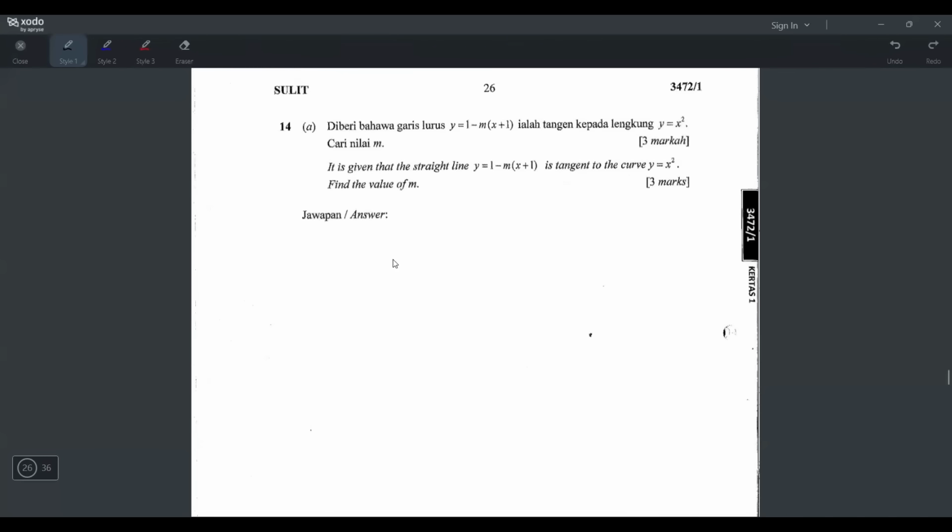Okay, let's continue. Number 14. It is given that the straight line y equals (1 minus m)x plus 1 is tangent to the curve y equals x square. Find the value of m. Okay, the keyword here is tangent.